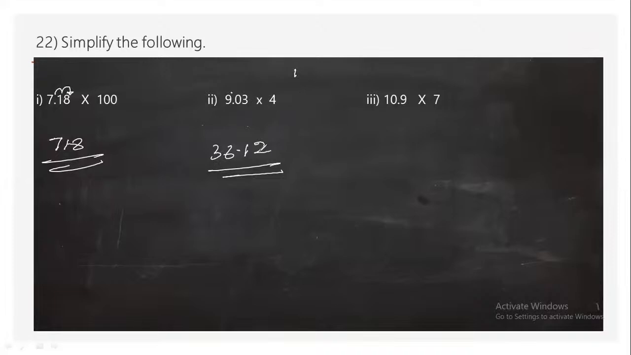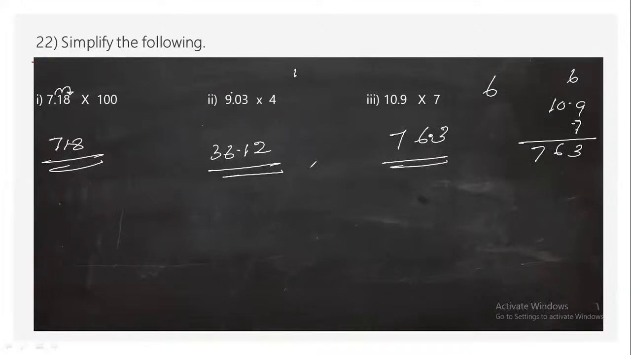Again multiply. 4 times 3, 12, 1 remaining. 4 times 9, 36. 7 times 9, 63, 6 remaining. 7 times 1, 7. 700 again. 10.9 by 7. 7 times 9, 63, 6 remaining. 7 times 1, 7. 7.63. So you can write the answer, 1 decimal place separate, 76.3.